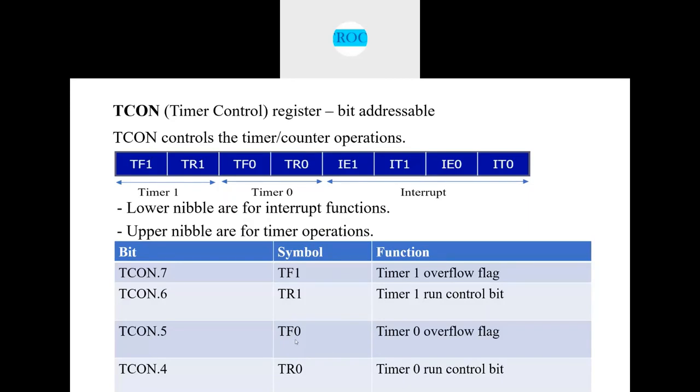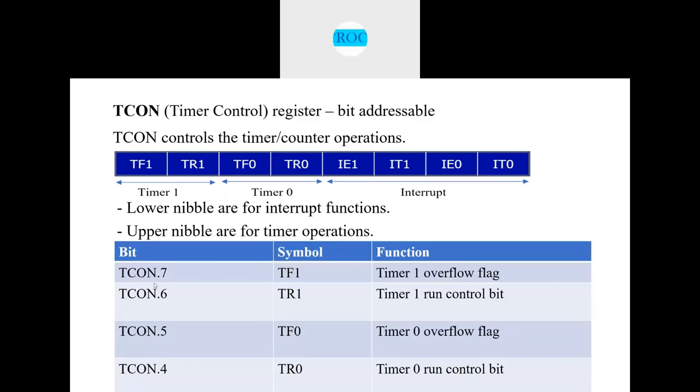Similarly, TF0 is the timer 0 overflow flag. Whenever timer 0 overflows, that is, whenever it reaches its maximum count value, it has to reset to 00. Before resetting to 00, it will set the flag. Timer 0 will set the TF0 flag, and timer 1 will set the TF1 flag.